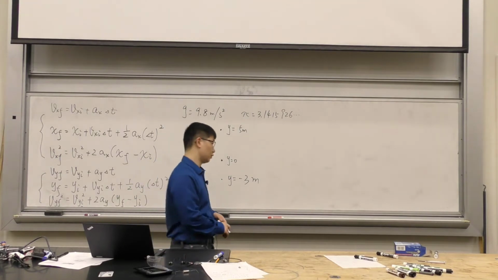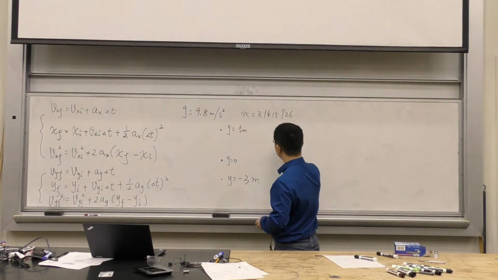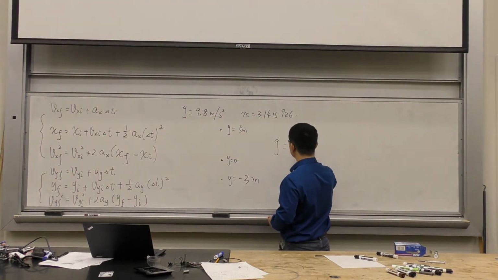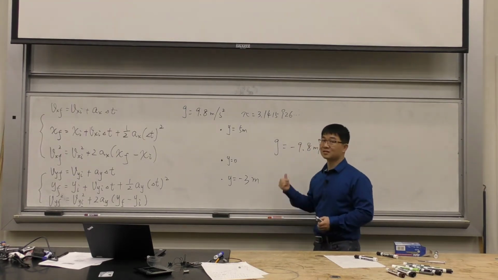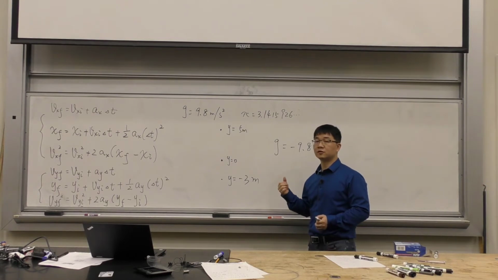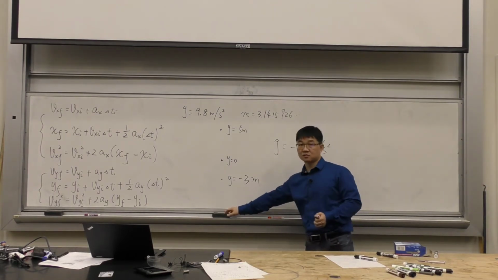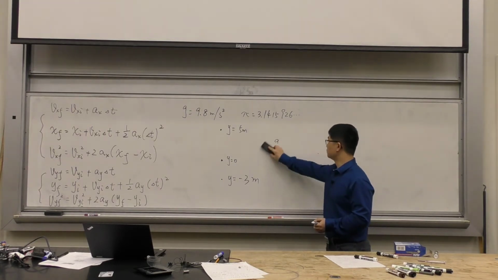Some books, okay, you may have read some books which have this notation. They would write little g equals negative 9.8 meters per second squared. This is confusing. I don't like this notation. This is a very bad notation. This is really bad, okay? Little g is a constant, okay? You shouldn't call it negative, okay?